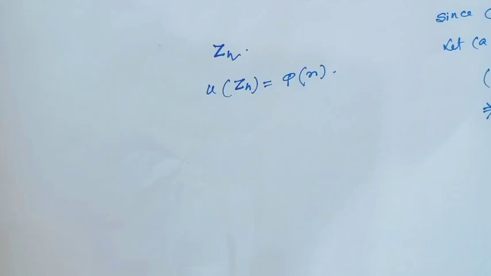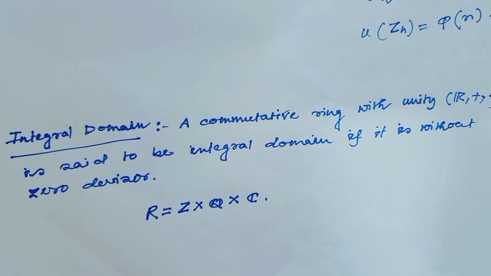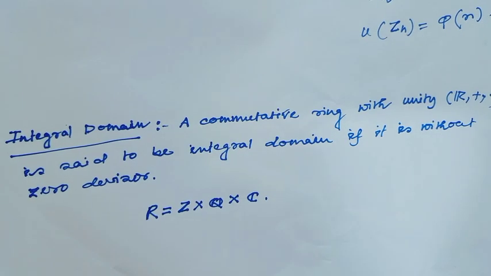What is the unit element of Zn? In my previous video, I have seen this elaborately. Actually, the number of unit elements of Zn is given by the Euler phi function. Our next discussion is about integral domains.